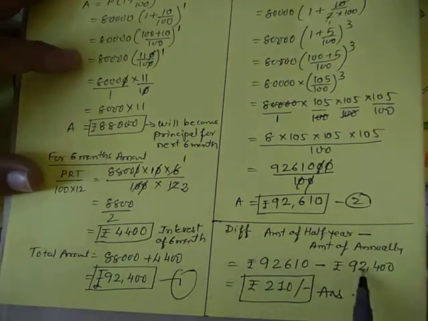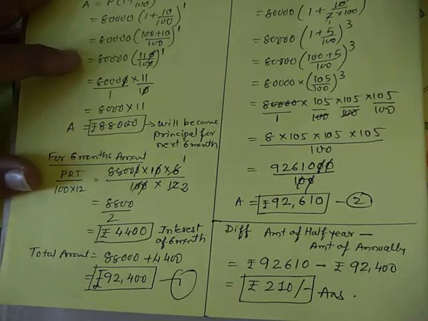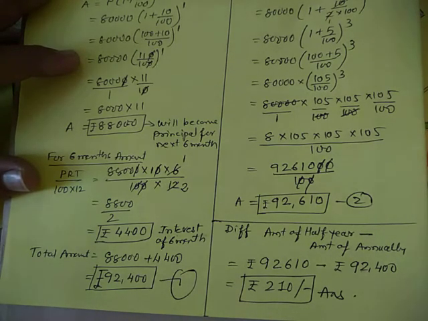Difference in the amount received if we compounded half yearly and annually, the same amount invested at the same rate of interest. Hope this much is clear. We will move to our next sum, 8.